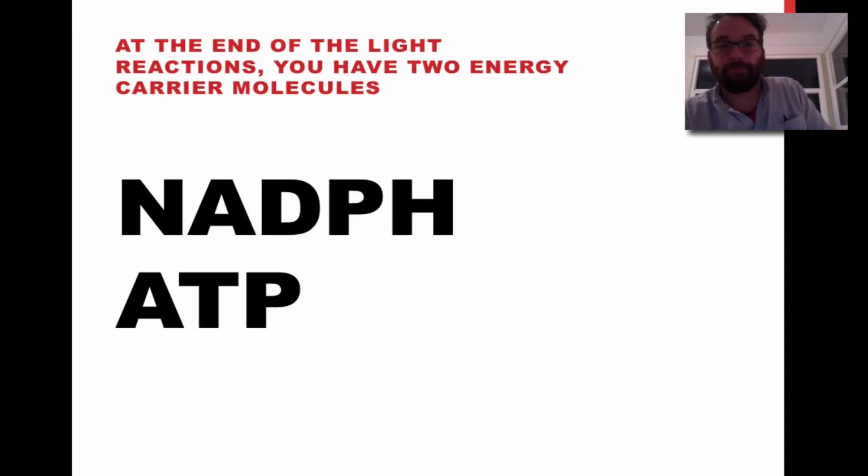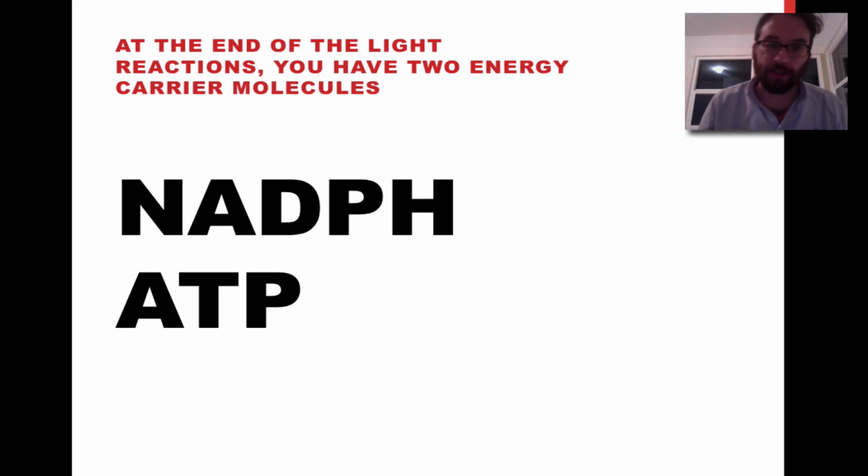Here's what you've got. You have two energy carriers. You've taken the sun's energy, you've captured it in NADPH and in ATP. The sun's energy is now stored as chemical energy, and that chemical energy can be used to drive some further non-spontaneous reactions, to make some energetically unfavorable things happen. In other words, to build sugar from carbon dioxide.